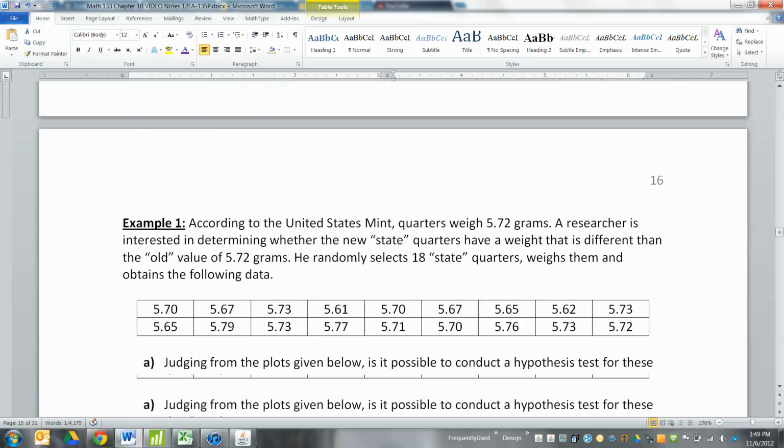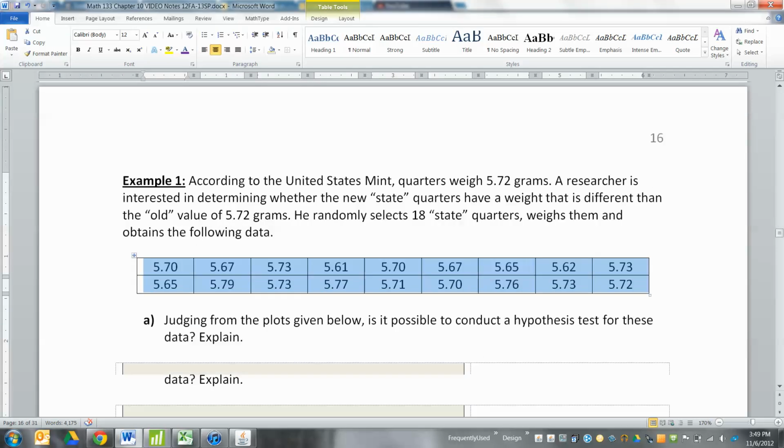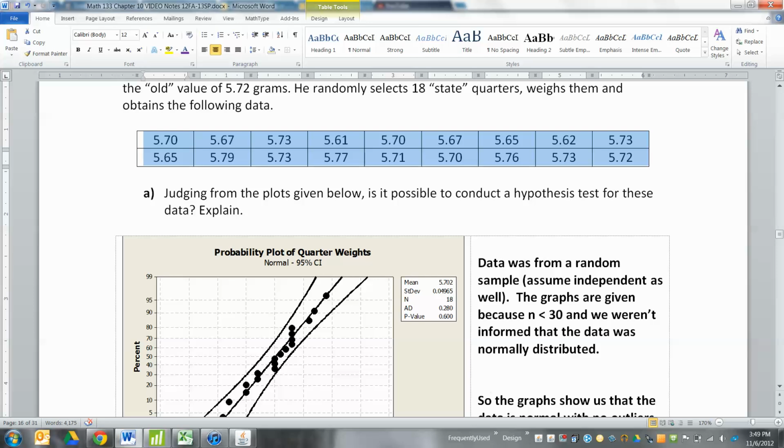Okay? So we have the United States Mint. According to the United States Mint, quarters weigh 5.72 grams. A researcher is interested in determining whether the new state quarters have a weight that is different than the old value of 5.72. He randomly selects 18 state quarters, weighs them, and obtains the following data. So we're going to have to type those into Excel or StatCrunch.